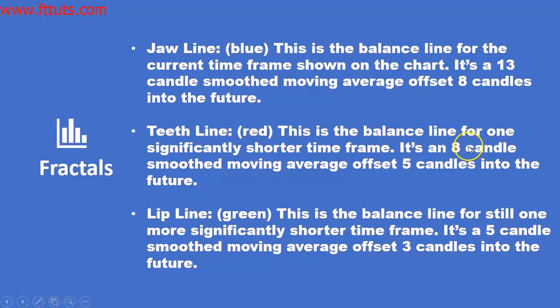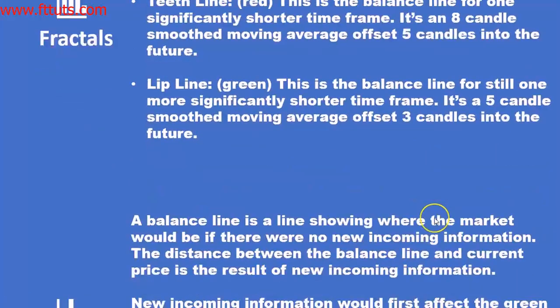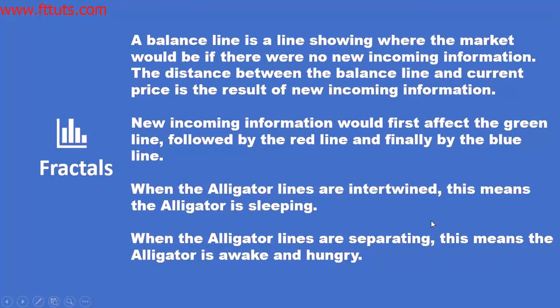So you can see everything is offset to the future, like Ichimoku also. And then finally your lips, which is the green, is the balance line for still one more significantly shorter time frame, and it's a 5 candle smoothed moving average, offset 3 candles into the future. So it's offset pretty much like Ichimoku.